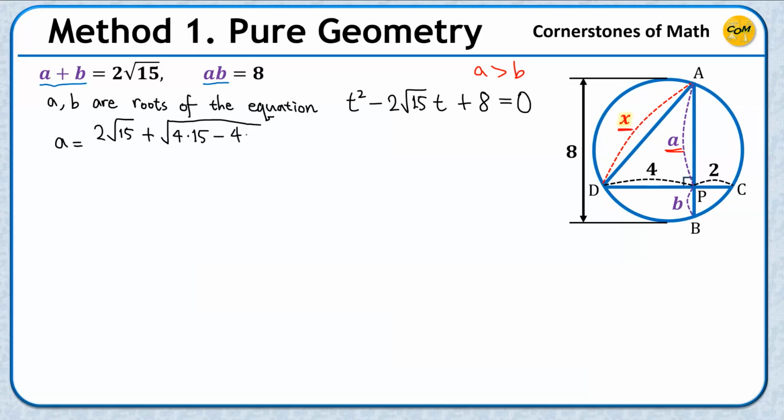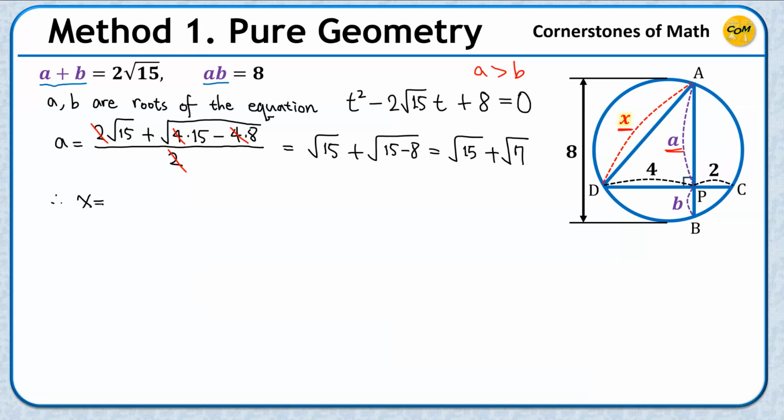Then we have minus 4 times 8 divided by 2. Here we can divide numerator and denominator by 2. We just have to cancel this 4 from the inner radical. So the denominator becomes 1 and we have square root of 15 plus square root of 15 minus 8. Hence we have square root of 15 plus square root of 7.